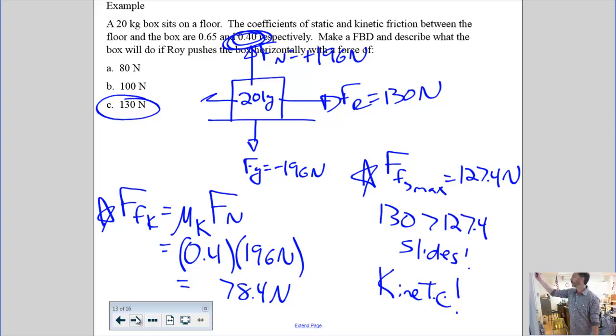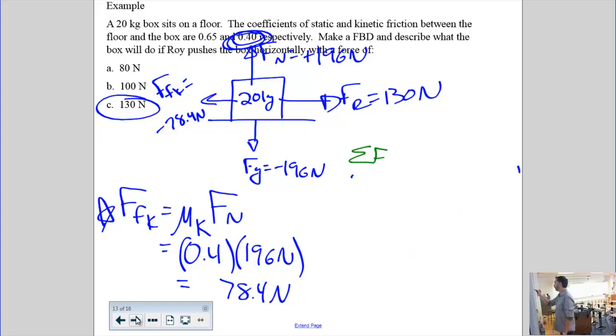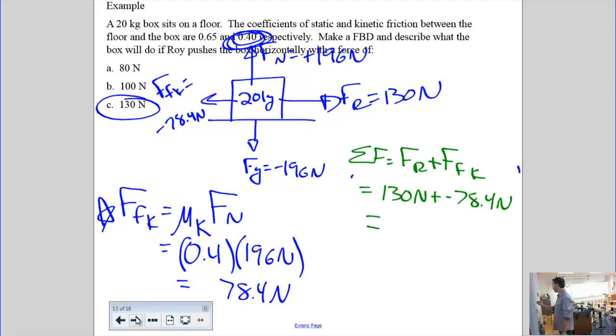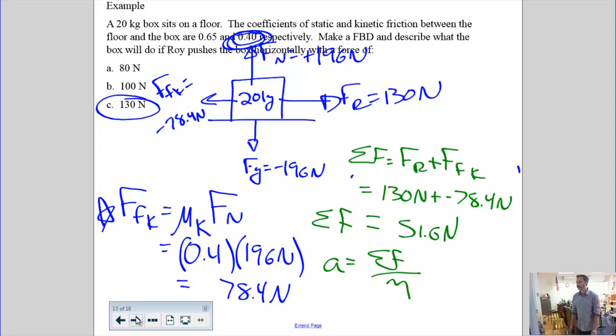Okay, so here we go. Let's put in our kinetic friction. It's negative because it's pointing to the left, 78.4 newtons. So now I can find my net force and solve this thing. So let's see, my net force in this problem is the force of Roy plus the force of kinetic friction. I'm not going to worry about gravity or normal force because they cancel. So I've got 130 newtons plus negative 78.4 newtons. So that gives you what, 51.6 newtons for net force? And then clearly you could use that to find your acceleration, right? Just by doing net force over mass. Okay? But the point is, once you know the object is sliding, you automatically switch over to kinetic friction and solve the problem that way.